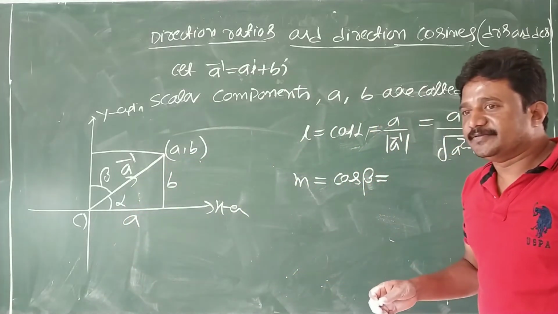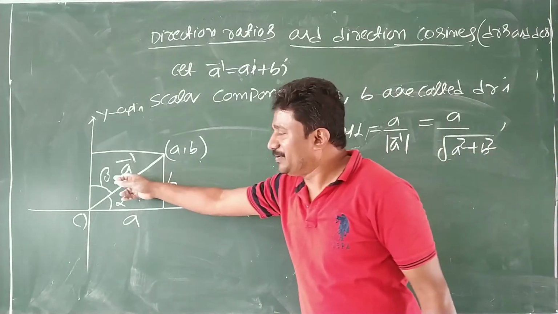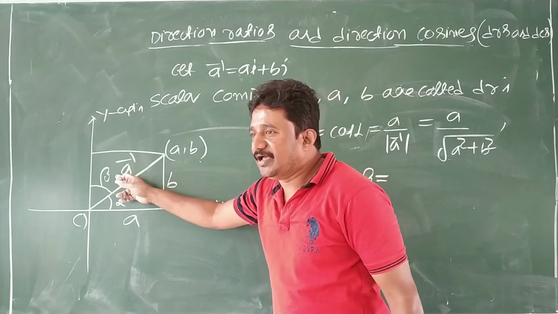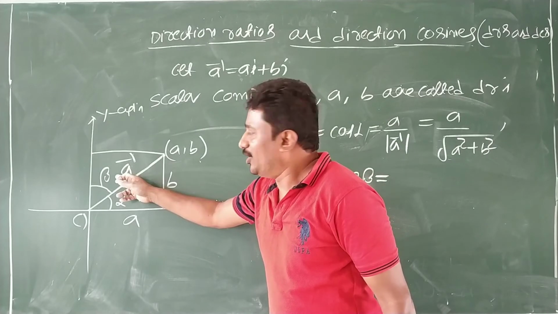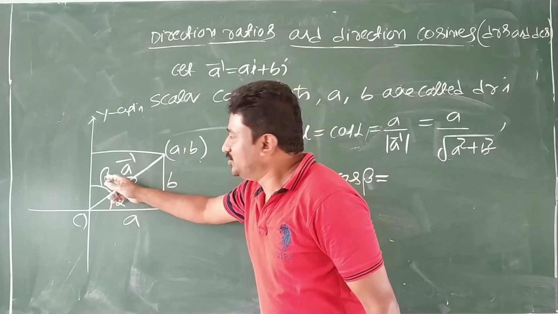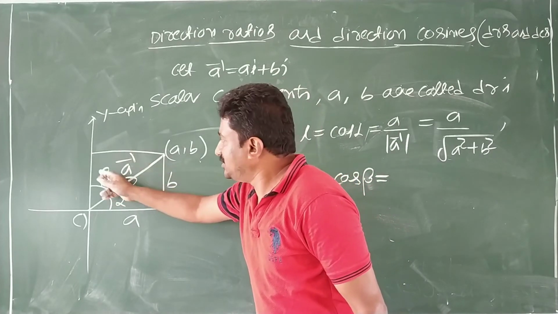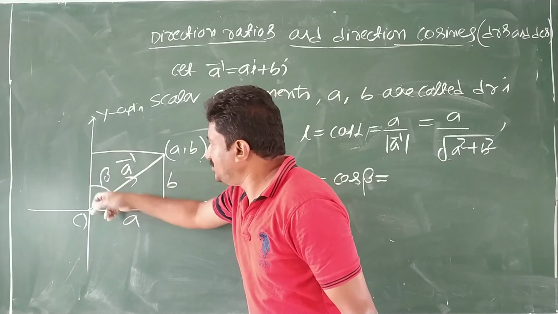Comma, m equals cos beta. Tell me cos beta from this triangle, students. Cos beta is adjacent by hypotenuse. How is it adjacent? This is the opposite side. The adjacent side is this one. What is the length of this? b.